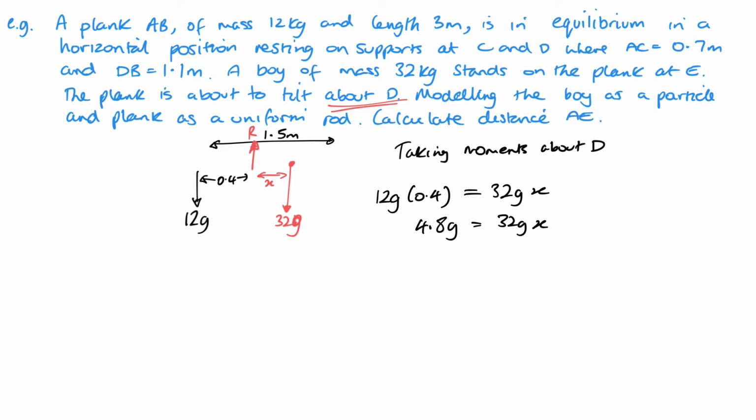So it's just a matter of a bit of rearranging to get my x, and then remembering that that's that distance we wanted, this total distance. So 3 minus 1.1 is 1.9, and 1.9 plus my 0.15 is 2.05 meters. Very easy.